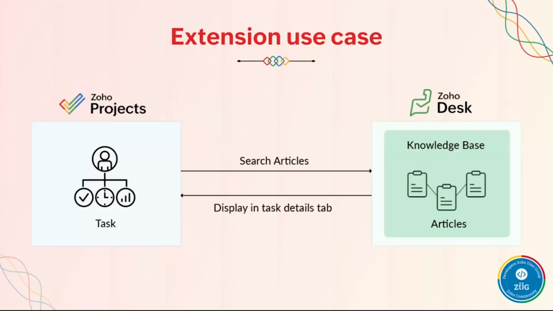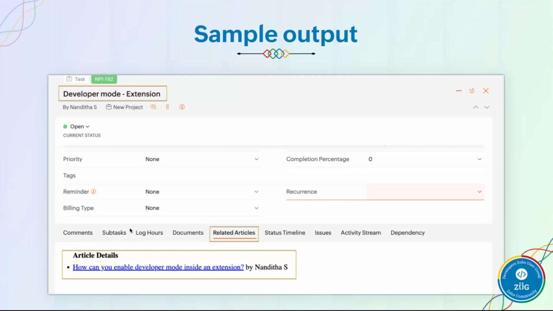I've just kept a visual representation of the use case that I just mentioned. So an agent who's going to be working on a Zoho Projects task, if the articles related to the task that they're working on can be searched in Zoho Desk knowledge base and then returned and displayed as a widget in the task details tab itself, they can simply view the articles, gather data, and proceed with their changes. So I've taken a sample output for you all to relate better to the use case.